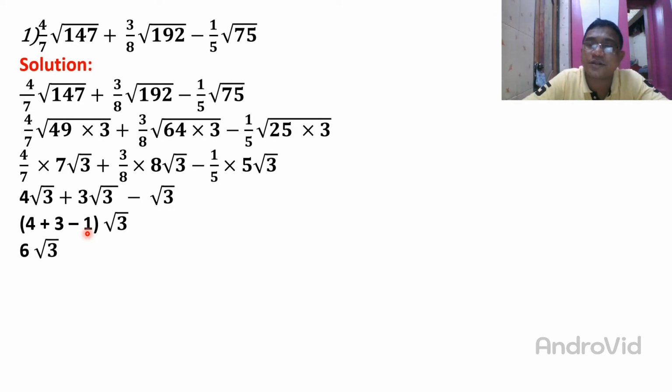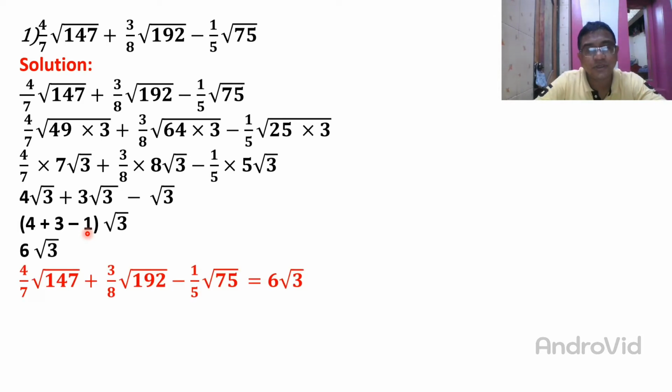I hope that you understand it very well. Then let me go to another problem, in such a way that the answer can be written here. 4 upon 7 inserts 147 plus 3 upon 8 inserts 192 minus 1 upon 5 inserts 75 is equal to 6 root 3. Then problem number two.